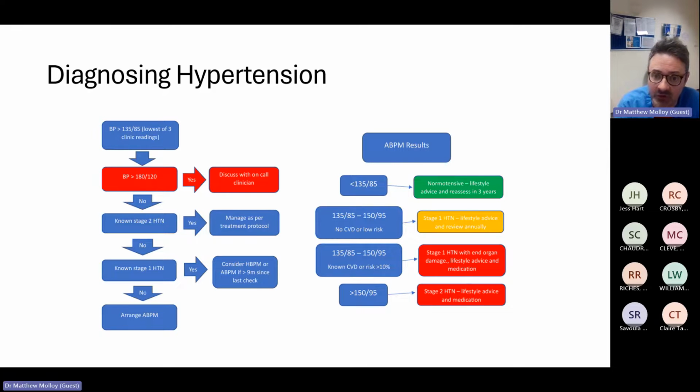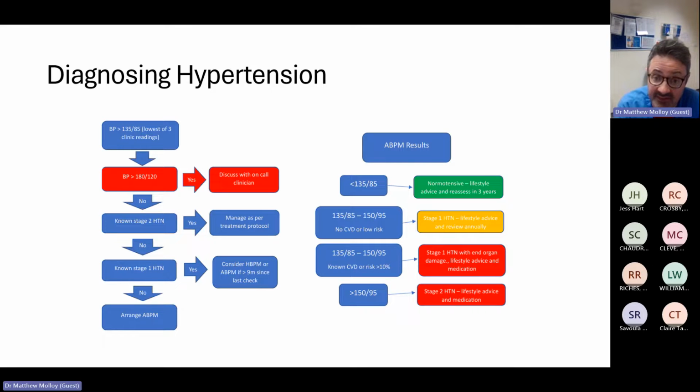So the ABPM results: we consider less than 135 over 85 normal. These patients, we don't just say everything's fine. We talk to them, we discuss any risk factors they may have and suggest signposting, and reassess them within 3 years to make sure that the blood pressure is not creeping up and they haven't accumulated any other risk factors. If their blood pressure is between 135 over 85 and 150 over 95, and they have no established cardiovascular disease and a low risk, we class this as stage 1 hypertension. Again, aggressive lifestyle advice and annual review.